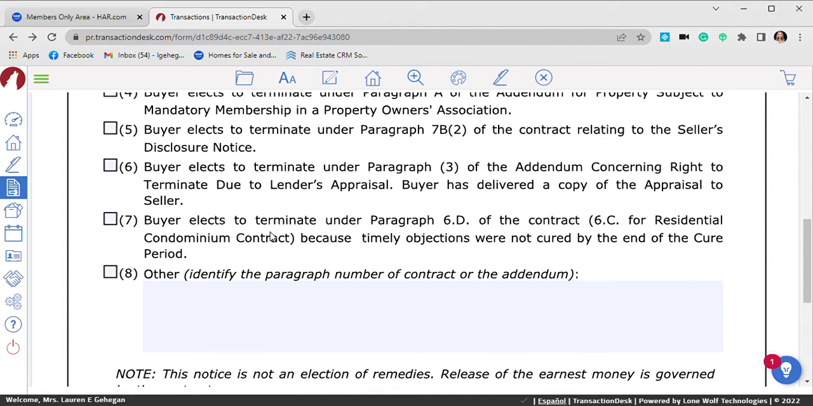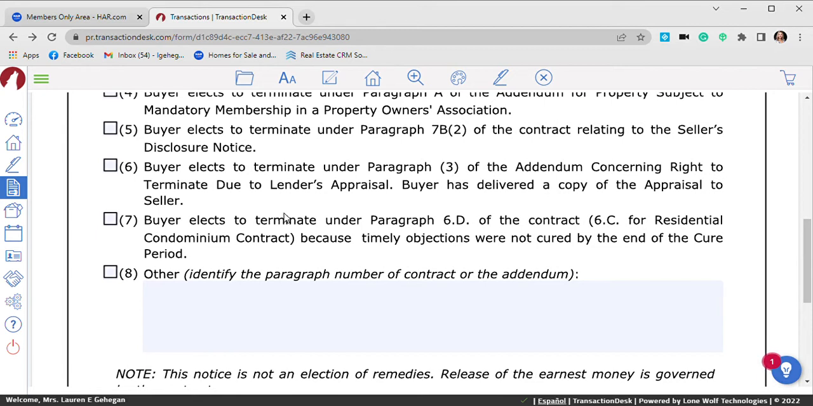And then the next one is buyer elects to terminate under paragraph 3 of the addendum concerning right to terminate due to lender's appraisal. That is going to be paragraph 3, the additional right to terminate. And I'm just going to read it to you. It says, in addition to buyer's right to terminate under paragraph 2B of the third-party financing addendum, buyer may terminate the contract within so many days. I put 21 days after the effective date if the appraised value according to the appraisal obtained by the buyer's lender is less than a certain amount, which is the value of the home or the sales price. So that would enable them to get out of the contract as well.